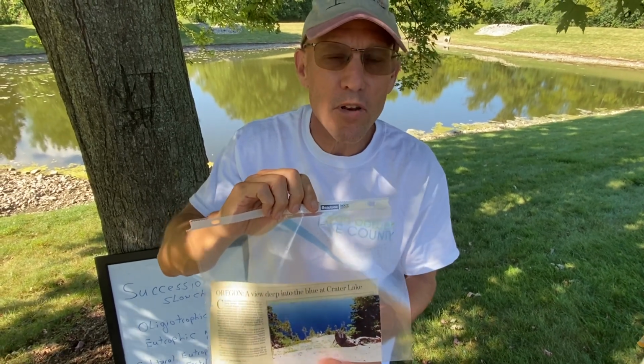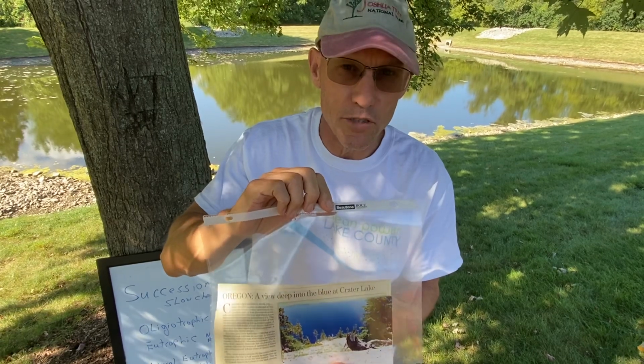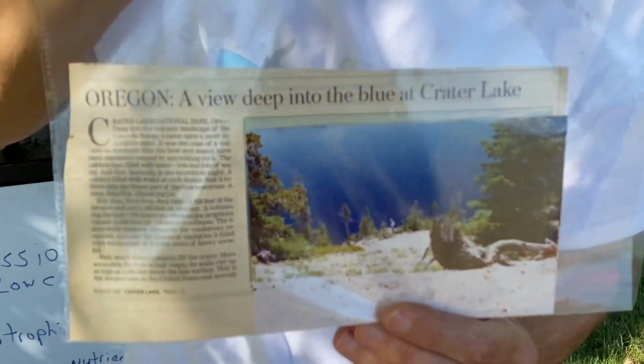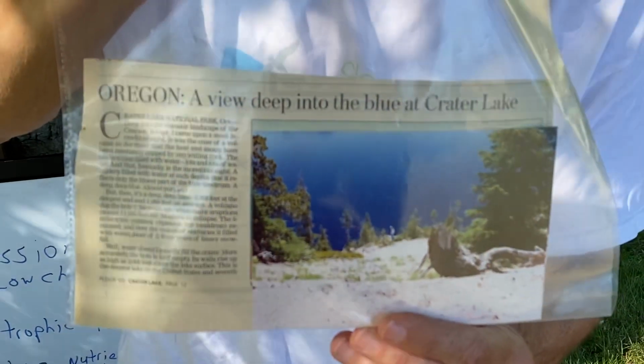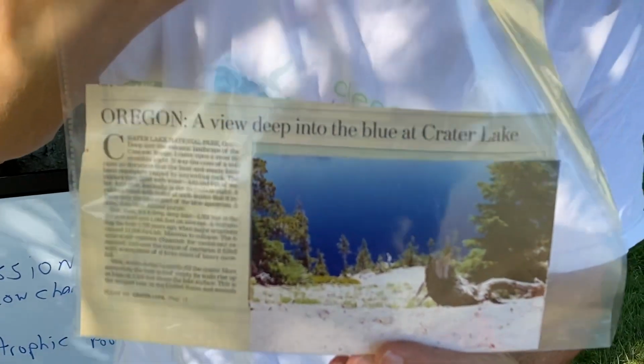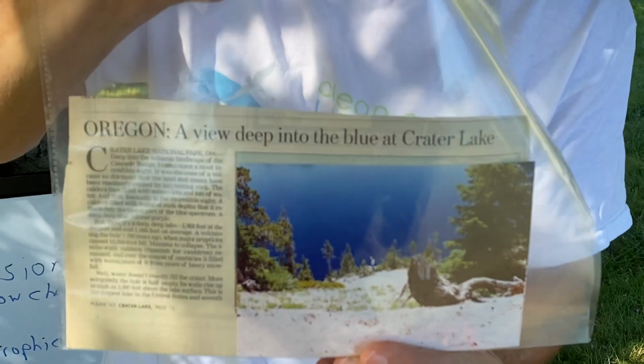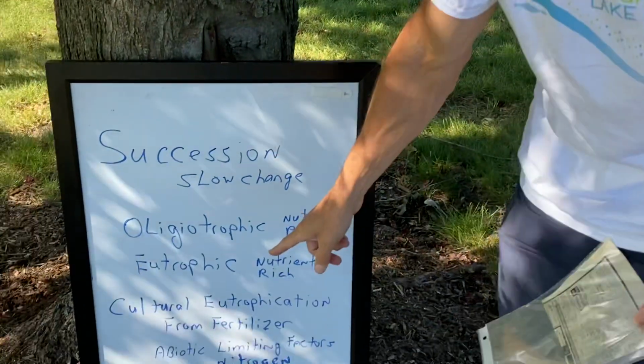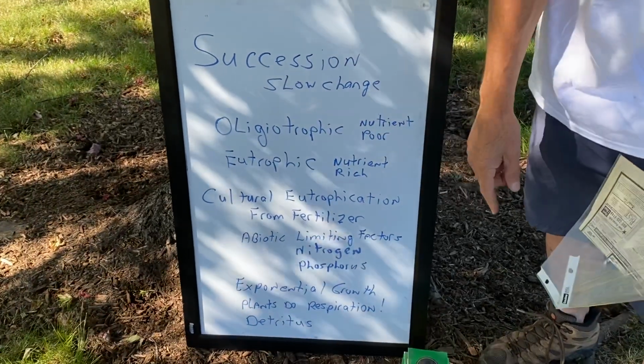Today we're going to talk about a process called eutrophication. I want to show you Crater Lake. It's out in Oregon, and it is deep and clear. That's not the sky in that picture, that's the lake, right? There's no nutrients. And we're going to use a term called oligotrophic. Oligotrophic lakes have no nutrients.